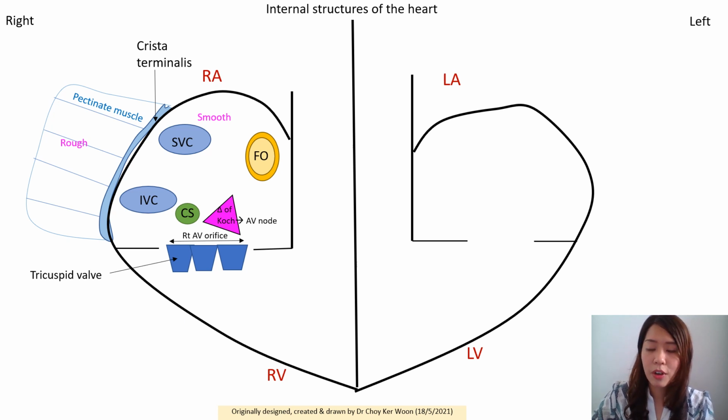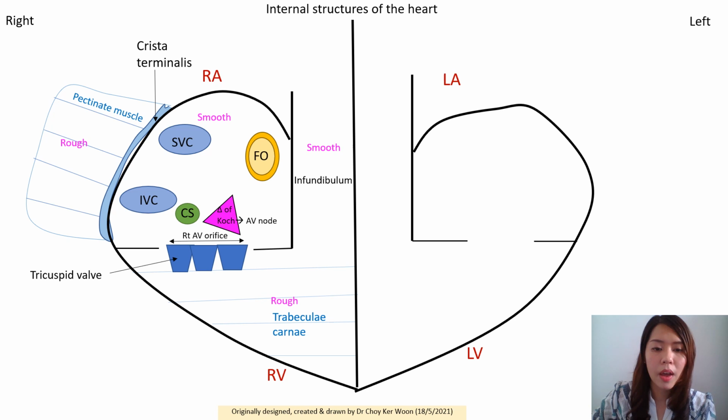Similar to the right atrium, in the right ventricle we also have the smooth part and the rough part. According to the direction of the blood flow, the inflowing part is rough and the outflowing part is smooth. The smooth part is also known as the infundibulum. Now let us look into the rough part of the right ventricle. What makes it rough? We have muscular elevations, the trabeculae carneae.